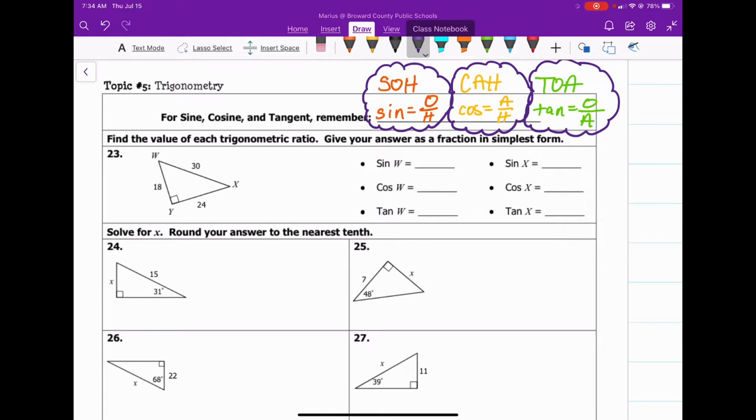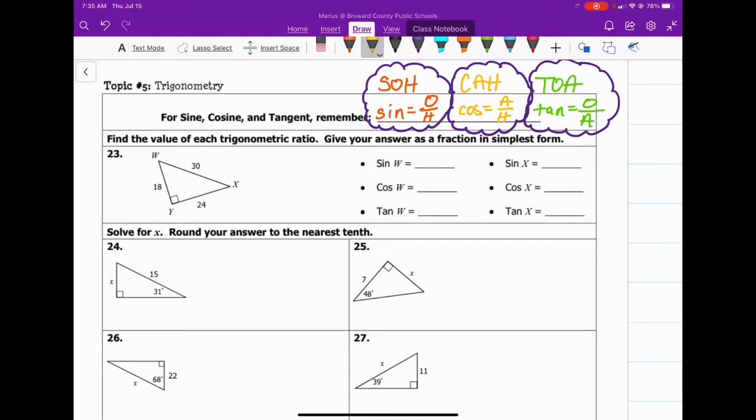If you watched my last video about the 45-45-90 and the 30-60-90, you should be somewhat familiar with labeling these, but it's a little different now. Instead of a short leg and a long leg, we're labeling the legs opposite or adjacent. H is always hypotenuse. Hypotenuse doesn't change. Let's take a look at number 23.